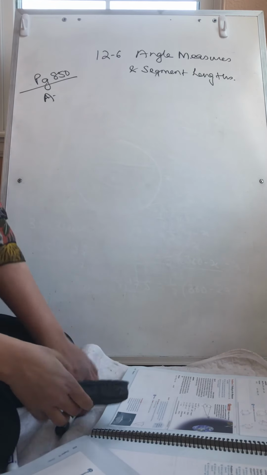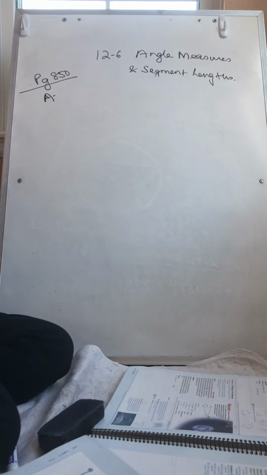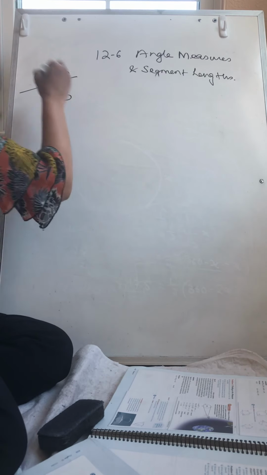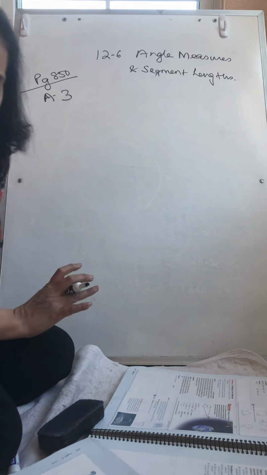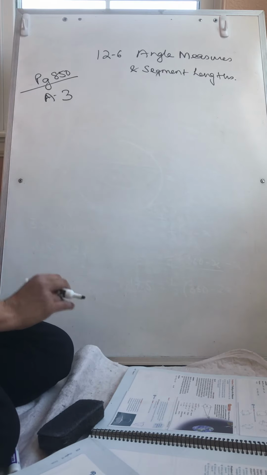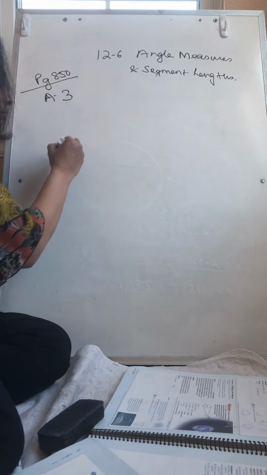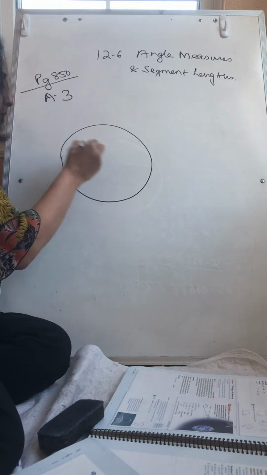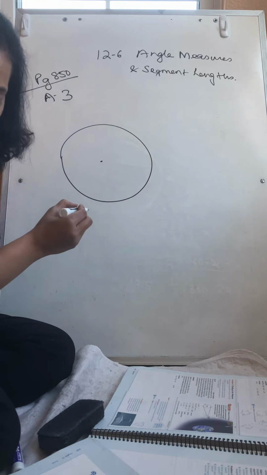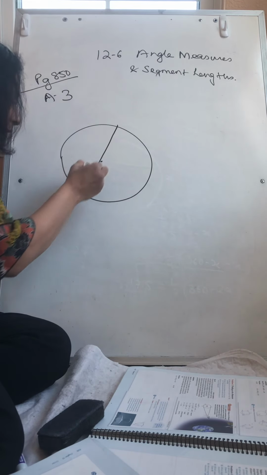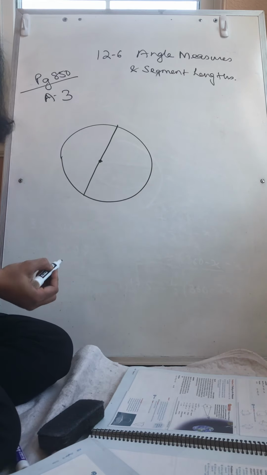I am doing A3. Okay, so A3, find the value of each variable. We have a circle with a center, and now this line is going through the center, so I know this is the diameter.